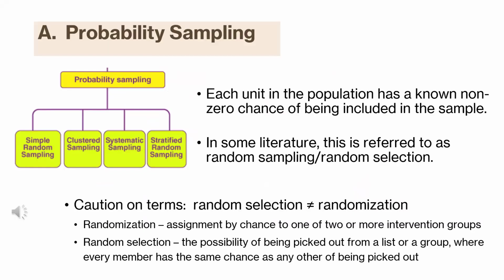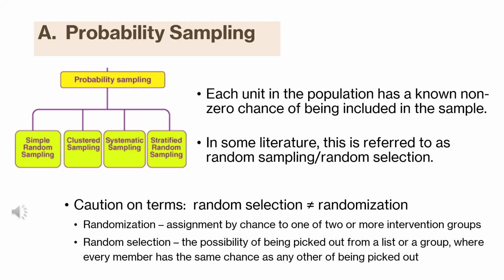In probability sampling, each unit in the population has a known non-zero chance of being included in the sample. By being there, alam mo na, may chance ka mapili. So in some literature, this is referred to as random sampling or random selection. So parang in some references, when they say probability, they go straight to mean random sampling ito.